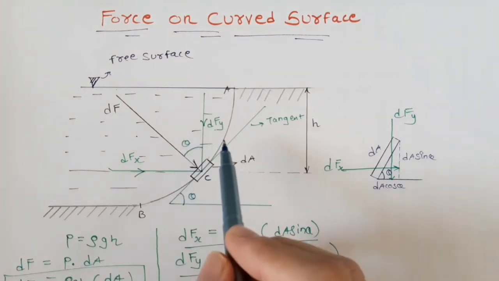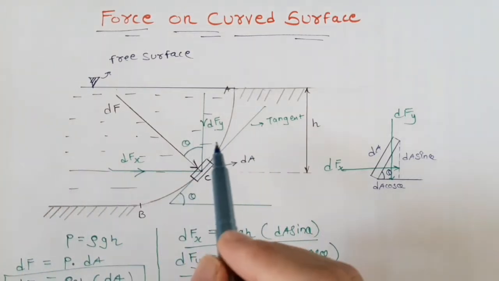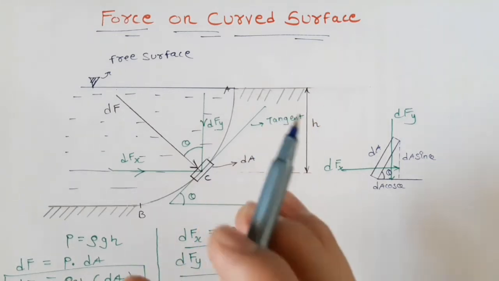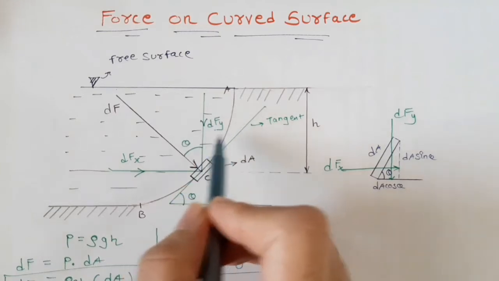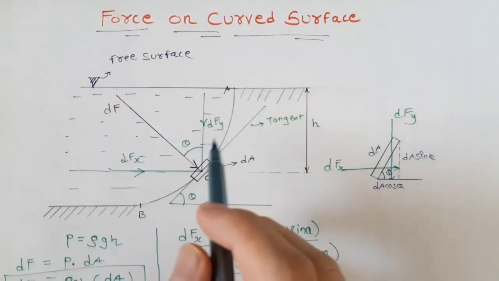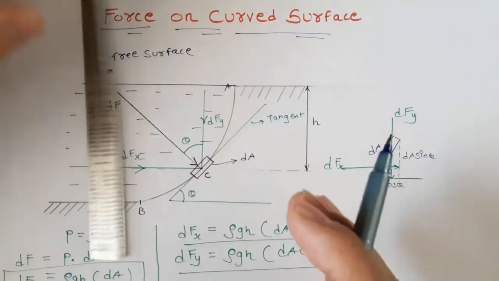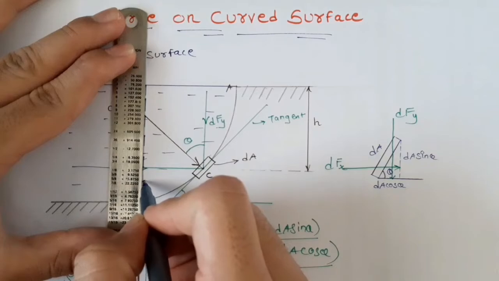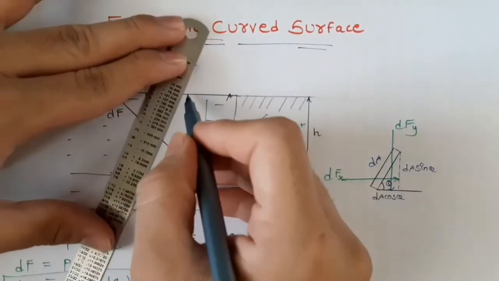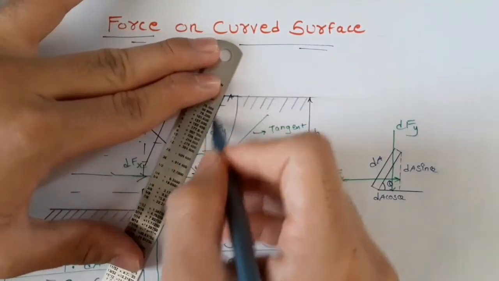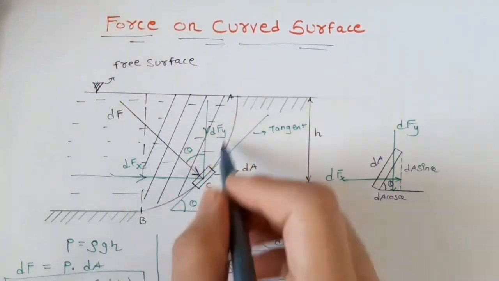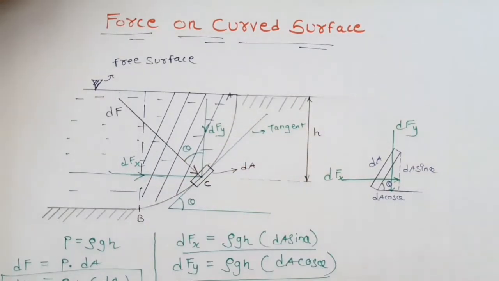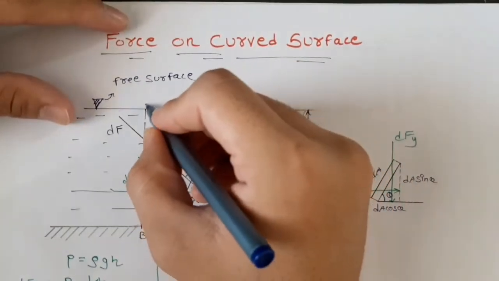So here dFy will also be the weight, but we want to know the weight of how much fluid. We have to calculate the weight of how much part of the fluid, because this dFy is not the weight of the complete fluid, it is the weight of some part of the fluid. So for example, this is the part, and this much weight of the fluid we have to calculate. This shaded part of the fluid, and the weight of this shaded part we have to calculate. Okay, so generally it looks like this.